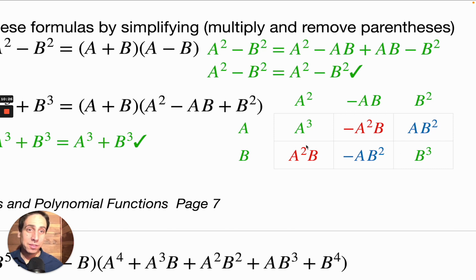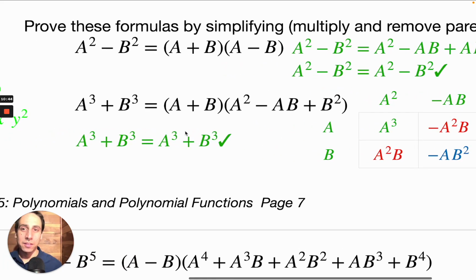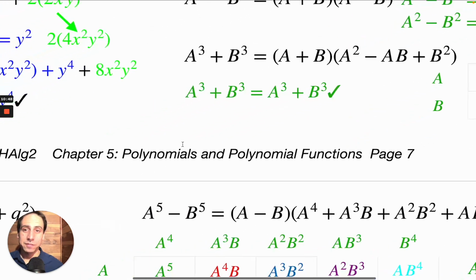The red terms cancel. The b terms cancel. I know that because they have the same exponents. They're like terms, and this is positive and this is negative. So the red terms cancel, the b terms cancel, the blue terms cancel. We're just left with a cubed plus b cubed. So removing the parentheses makes the left-hand side true, so therefore we've proven the formula.